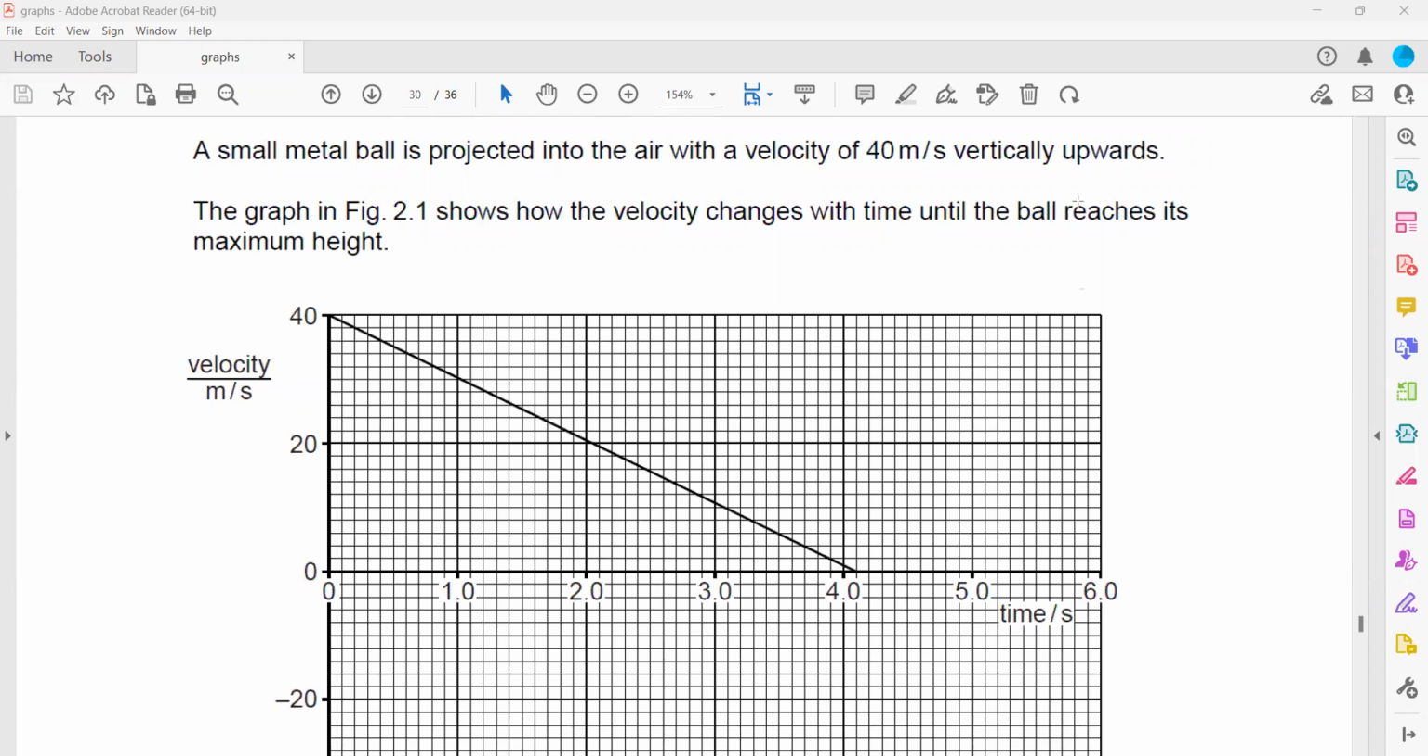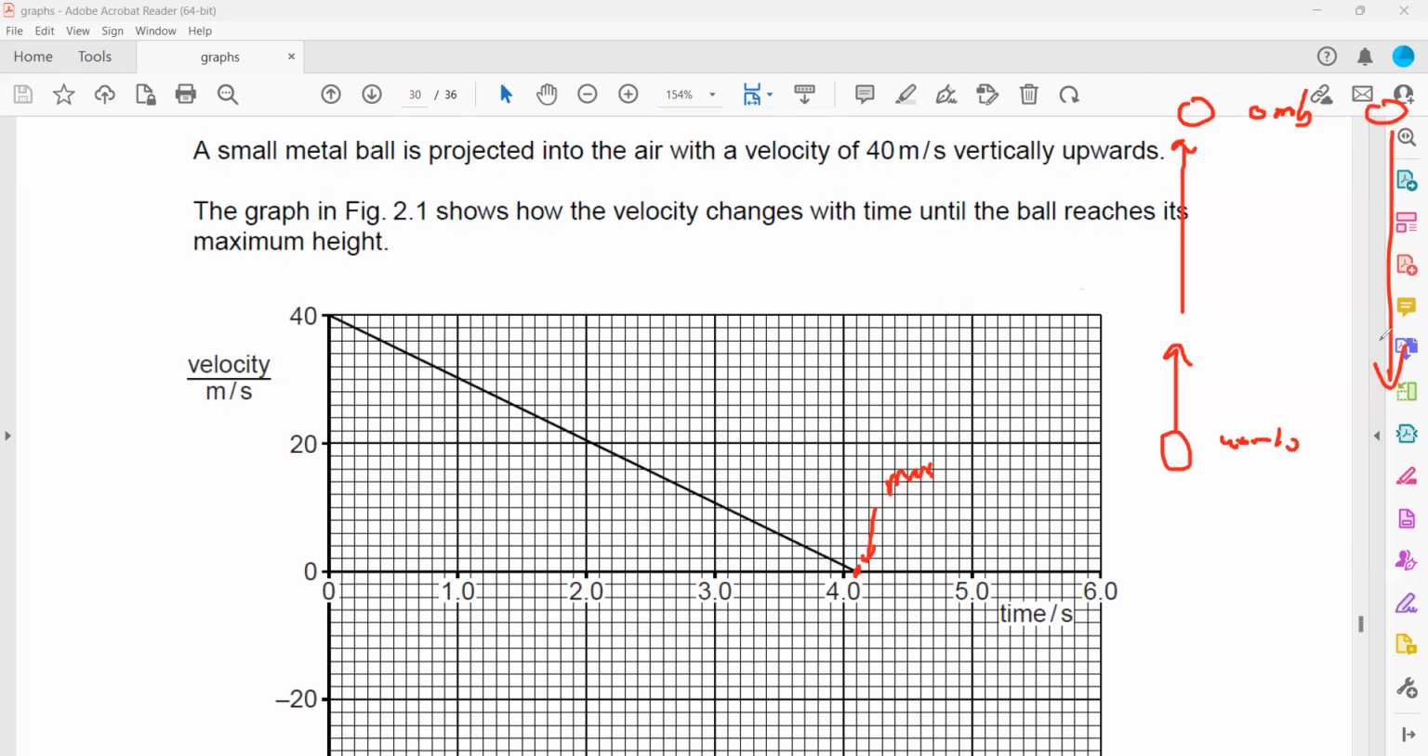So it means we throw an object upward. When we throw an object upward, the initial velocity is 40 meter per second. Then when it goes up, it will decelerate, slow down, and eventually reach zero. This is the point where it is at maximum height. So when it reaches the maximum height, the speed will be zero. And then what will happen?